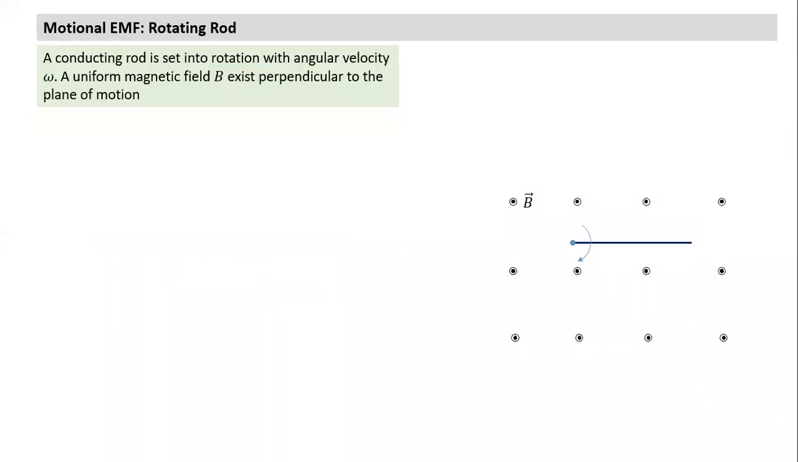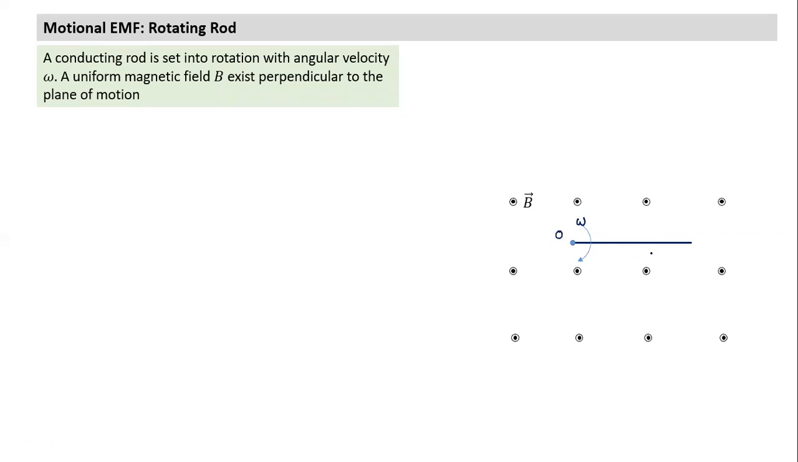Okay, now coming to what happens earlier. So far we have taken translation. Now we take the case of pure rotation. So there's a conducting rod set into pure rotation about point O. It is rotating in a plane which is perpendicular to the magnetic field. There's a uniform magnetic field B. The conducting rod is rotating with a constant angular velocity omega, and the uniform magnetic field exists perpendicular to the plane of motion.